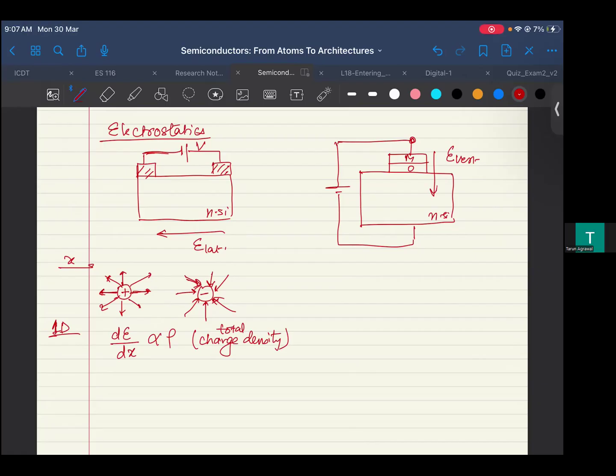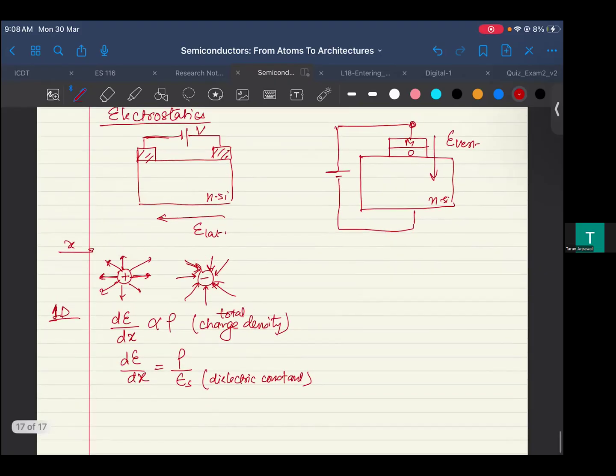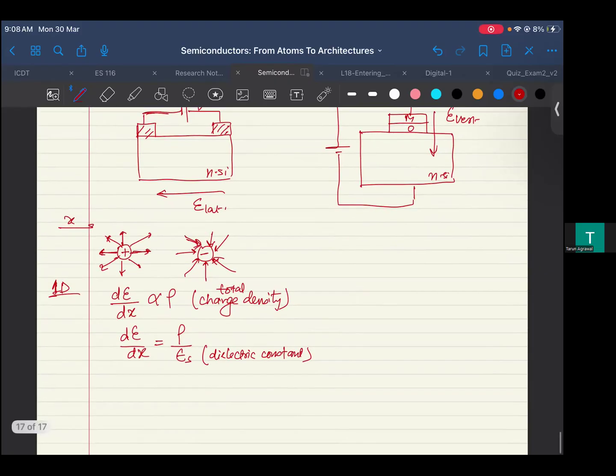And then you see what this field is relating to this charge. We saw that this proportionality constant results in a material quantity, which is your dielectric constant, right? That was what we saw in the video on the semiconductor key equations. Now we are going to look beyond it. This is what we know as your Gauss law.